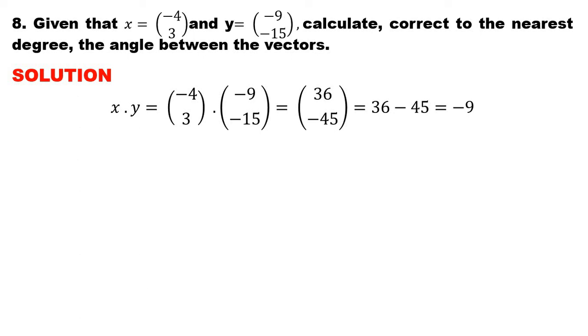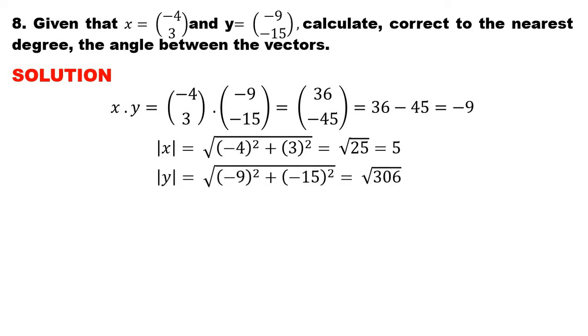Now I'll take the modulus of both. If I take the modulus of both, I have the modulus of x to be 5 and the modulus of y to be root 306. Now here is the cos of the angle. Cos theta is the dot product over the product of the moduli.